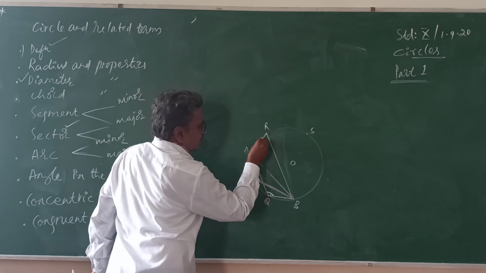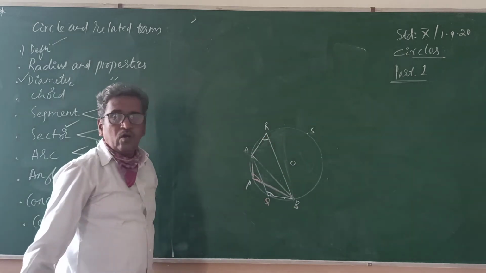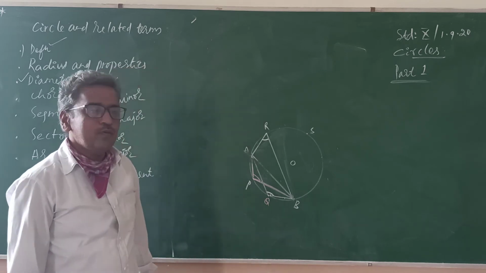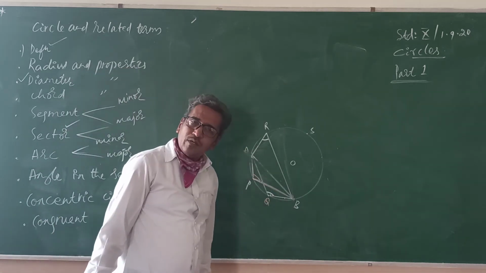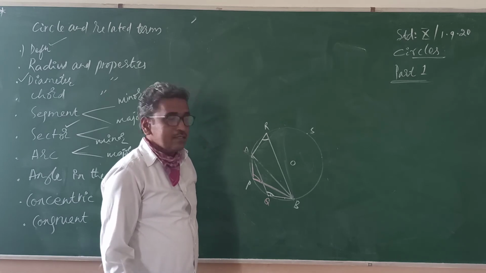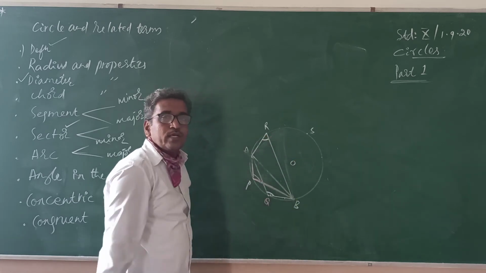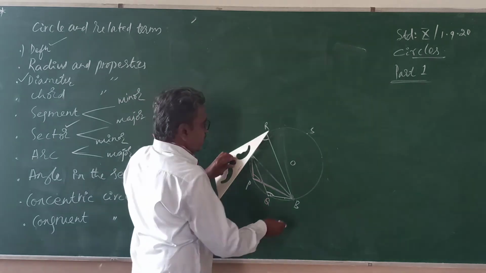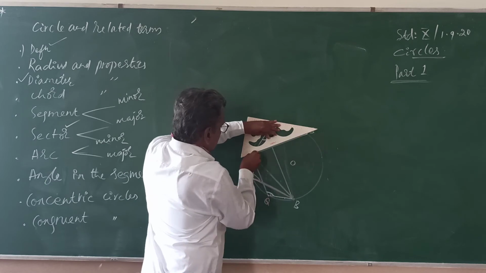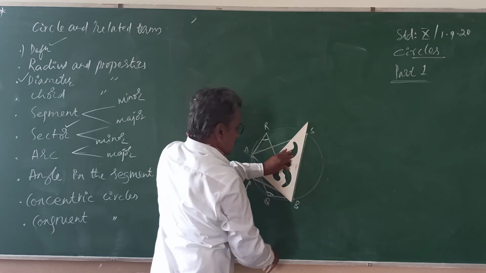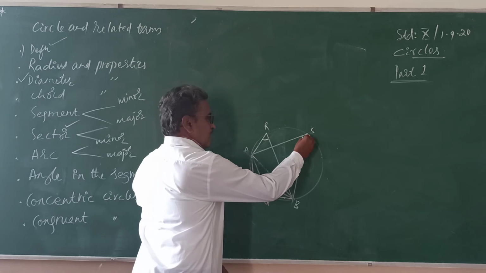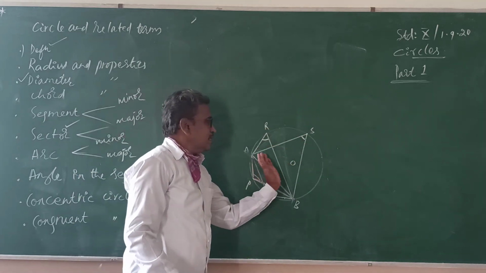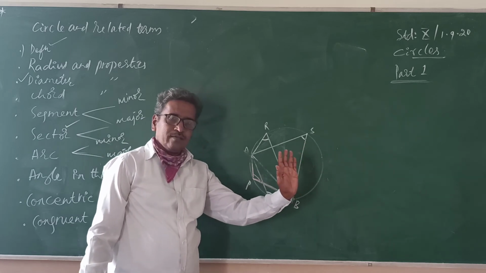Can you observe what type of angle is formed? It is an acute angle. So angle in the major segment is always acute. Joining AS and BS, same: this is also an acute angle, and angles in the same segment are equal.